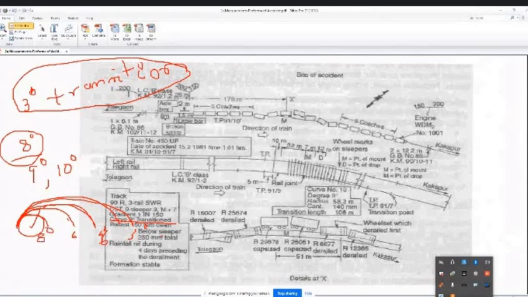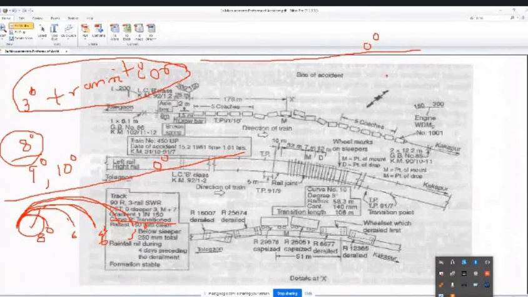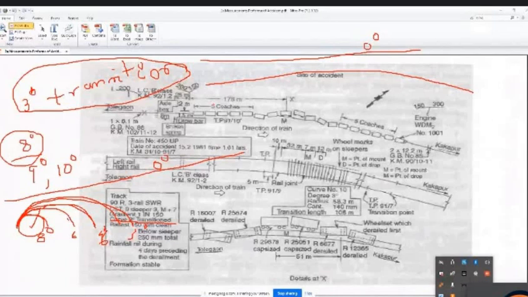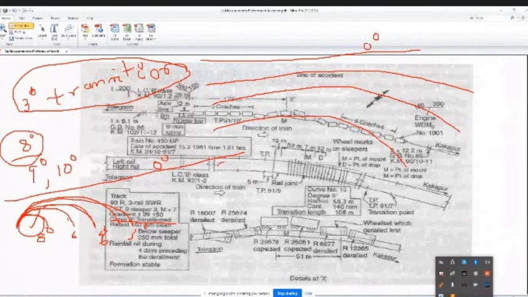So the degree is lesser, and 0 degree means straight. Remember, this is the 0 degree. A 0 degree track means a straight or horizontal track. Clear? Okay. Then 1 degree, a little curve. 2 degree, more curve. 4 degree, still more curve. 5 degree, still more curve. Which is the dangerous curve? Can you tell me? 8 degree is the highest sharp curve.